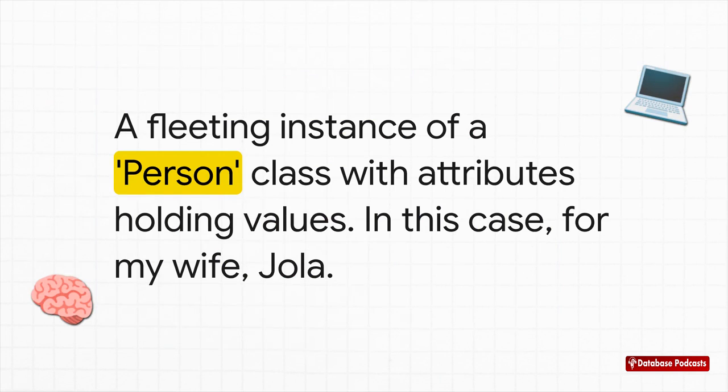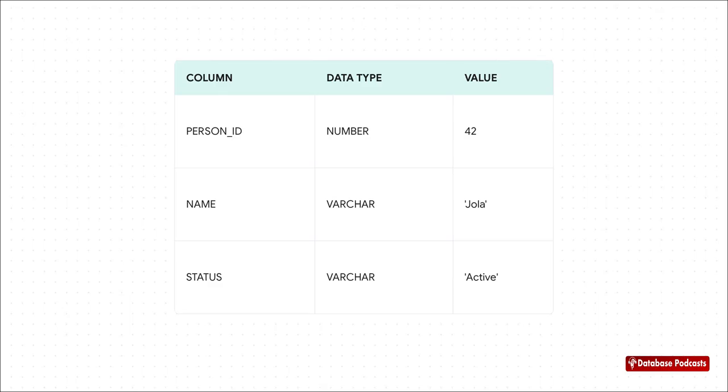Let's make this totally concrete. So imagine our program creates a person object. Right now, it exists purely in the computer's RAM. It's an instance of the person class, and it has attributes, a name, an ID, a status, and each one has a value. But again, if the power goes out, all of this vanishes. So to make it persistent, the program does this mapping. The object's attributes become the table's columns. The values inside the object become the values in a new row. And just like that, the temporary in-memory object now has a permanent physical home in the database.